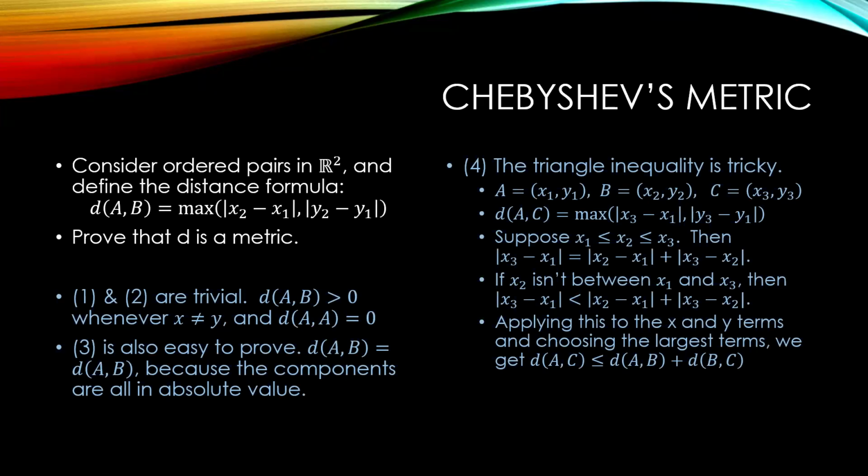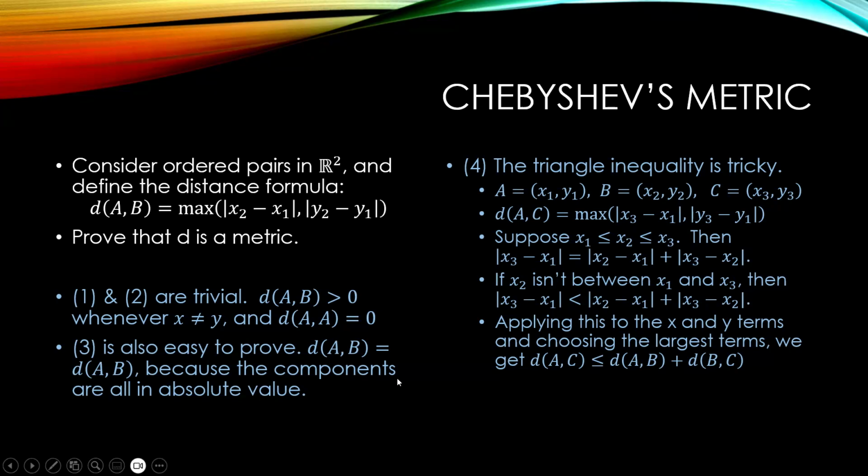And so 1 and 2 are trivial again. If the 2 points are the exact same point, distance is going to be 0. And if they're not the exact same point, then the distance is going to be greater than 0. We can also show symmetry because we have absolute values and differences. If we switch the x1 and x2 and we switch the y1 and y2, we're going to get the exact same thing. The triangle inequality, once again, is tricky to show, but if you want, there is the proof.